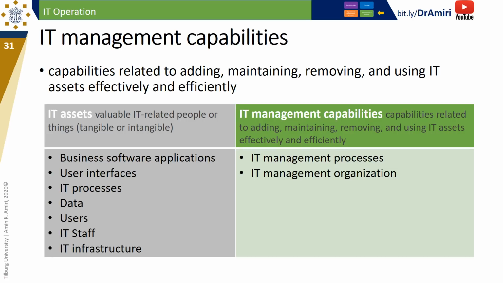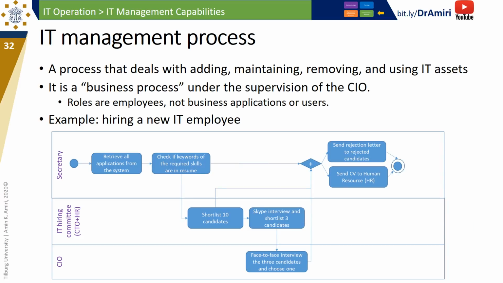Another dimension of IT operation is IT management capabilities. These are capabilities related to adding, maintaining, removing, and using IT assets effectively and efficiently. There are two components under this dimension: IT management process and IT management organization, which I discuss in the next slide. An IT management process is a process that deals with adding, maintaining, removing, and using IT assets in an organization. It's a business process under the supervision of the CIO.